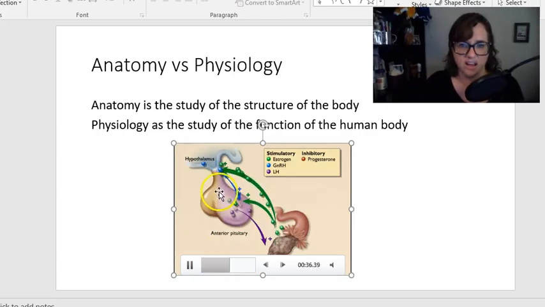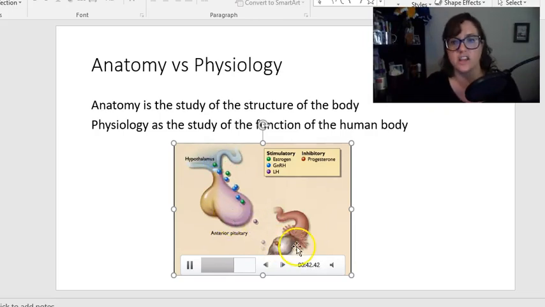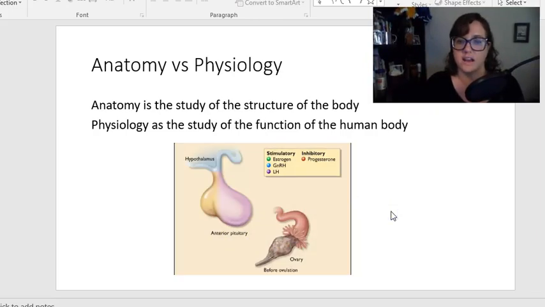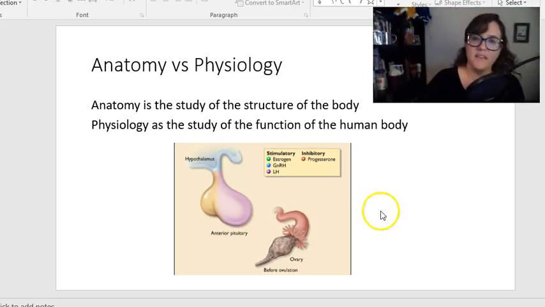And the function of the pituitary and the hypothalamus is to release hormones that then control the release of further hormones that control the ovary. So that's the physiology of the pituitary. One of the many physiologies of the pituitary. We'll get into that later. But you'll notice, again, the anatomy and the physiology, they work together, but they are different.